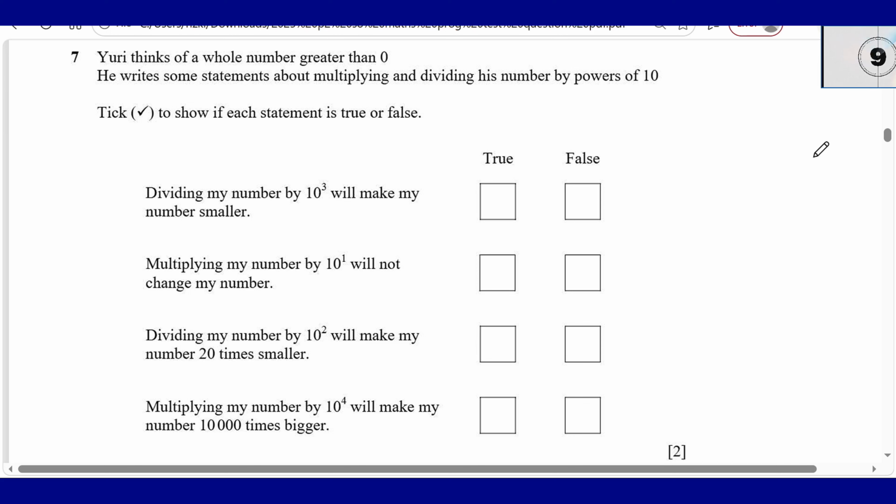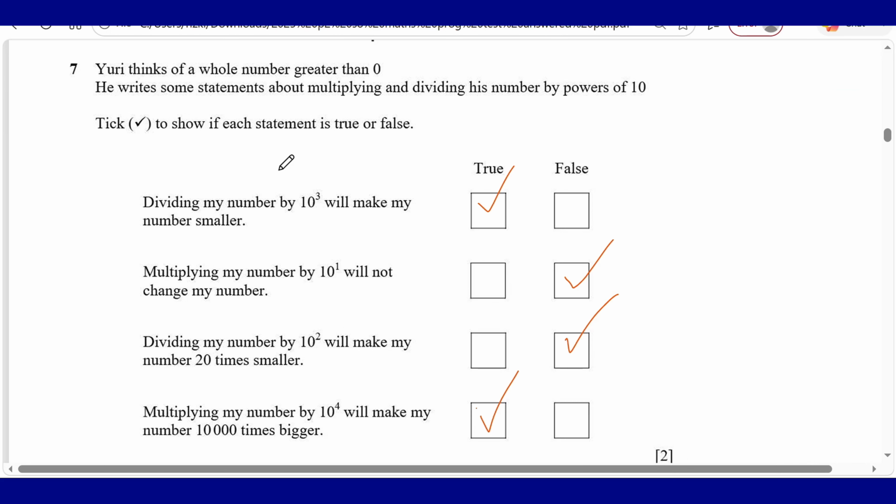Okay guys, let's check it out. If you need some more time, please pause this video. Okay, here we go. Dividing my number by 10 to the power of 3 will make my number smaller. It is true. Dividing by 10 to the power of 3 is dividing the number by 1000, and when we divide by 1000, it makes the number smaller.